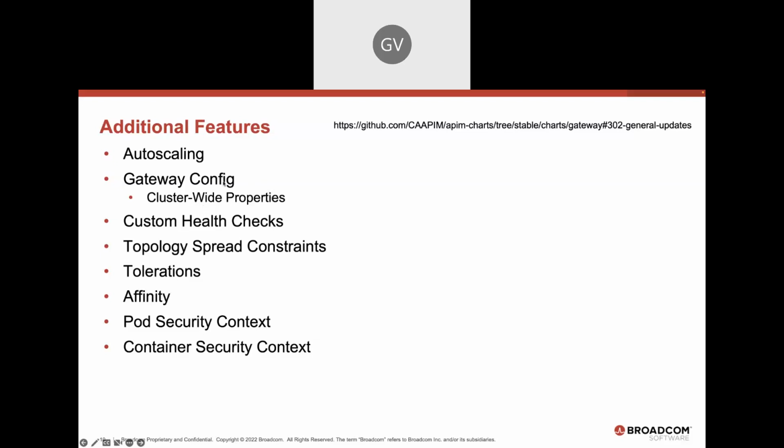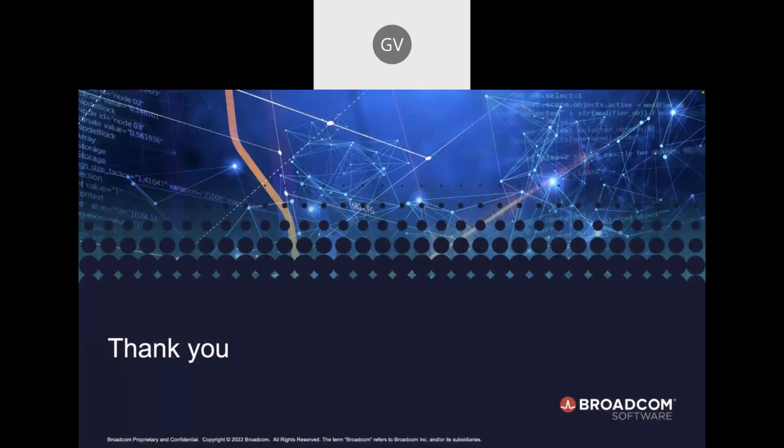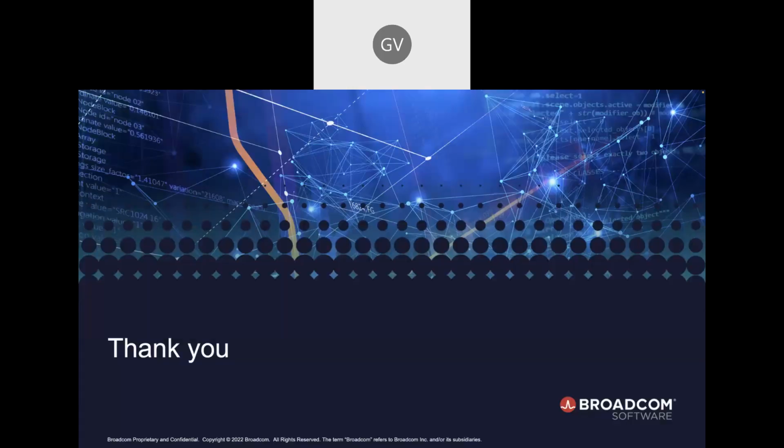And as mentioned, gateway config that might be quite useful to set per deployment, like cluster-wide properties and listen port configuration, can also be configured directly in the gateway Helm chart. And we'll take a look at that in the demonstration. So if there aren't any questions, I can head directly into the demonstration.